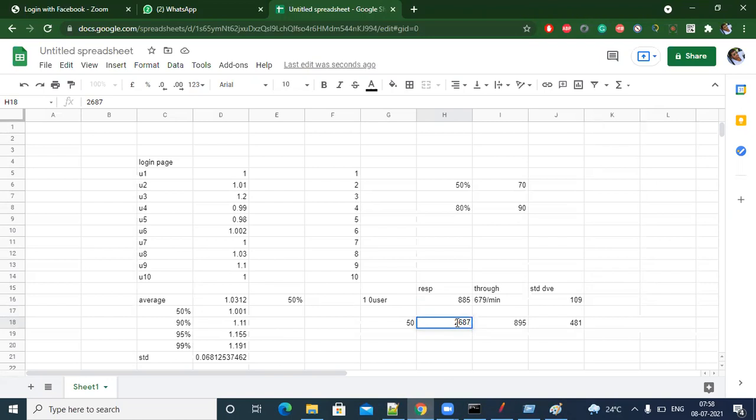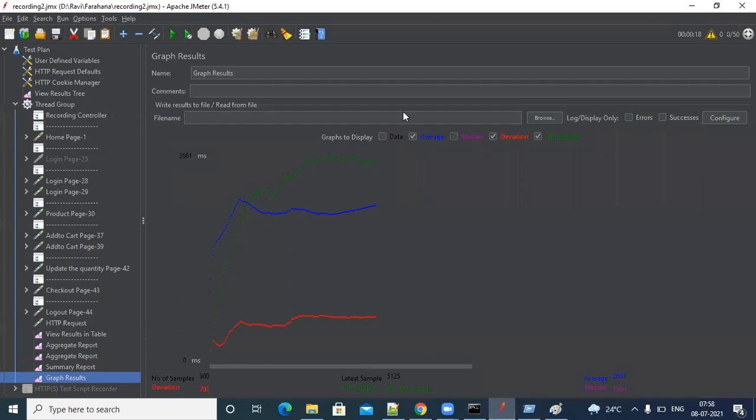So this way we can identify the pattern. We'll do 10 users, 20 users, 30 users, and at one point the pattern will be different. So at a particular number of users we can say it is not able to handle, and we can increase the resources, something like that. Okay, so these are the graph results. We won't do much with this, but if we want to analyze exactly what is happening, at that time we will do this.